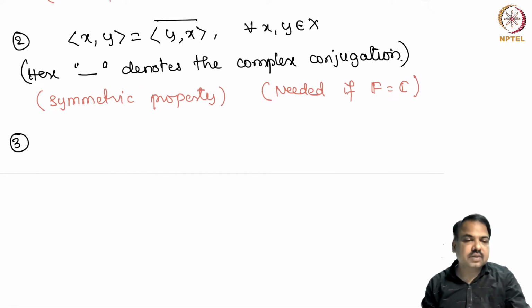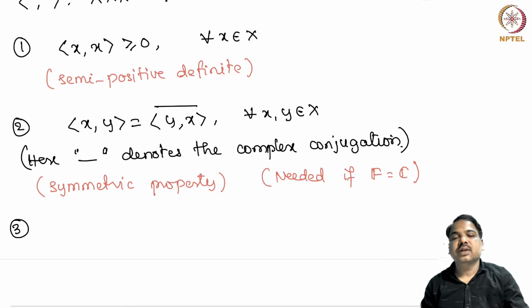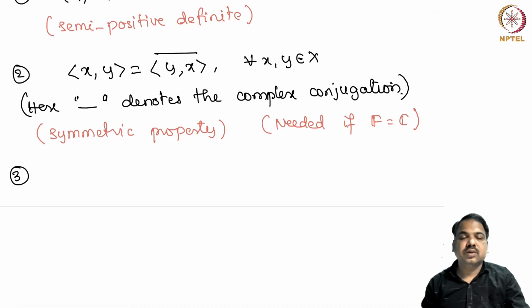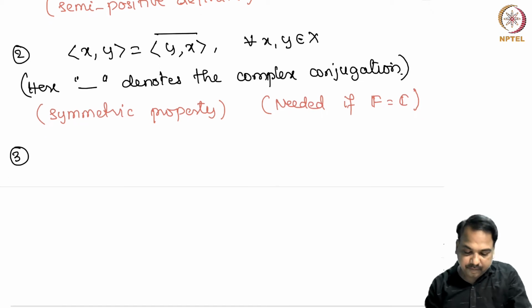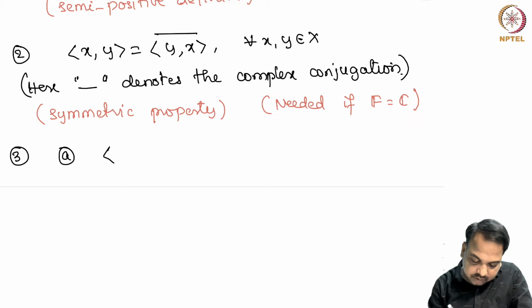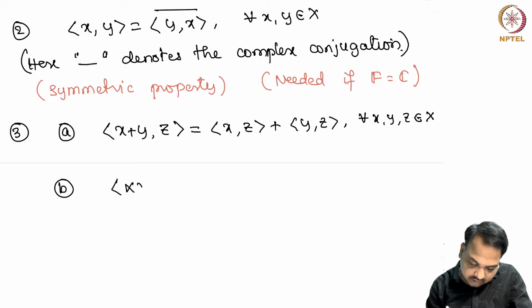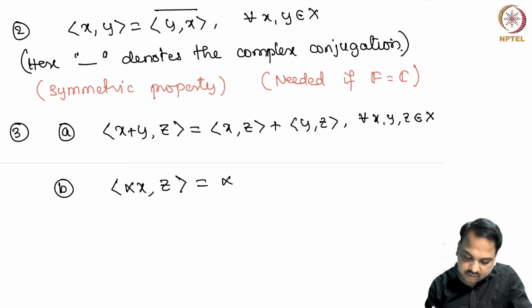Okay, the third condition is, since we are defining a new function on X cross X, a function of two variables, and we know that on X there is a vector space structure or linear structure, now we want to know how the new function that we are defining is going to act on the linear structure of X. So here, if you take two vectors x and y and take x plus y, take the semi-inner product with z, this we expect as the semi-inner product of x, z plus y, z for all x, y, z in X. And the second condition is, look at alpha x semi-inner product with z. This is alpha times the semi-inner product of x with z for every x, z in X and for every alpha in the field F.